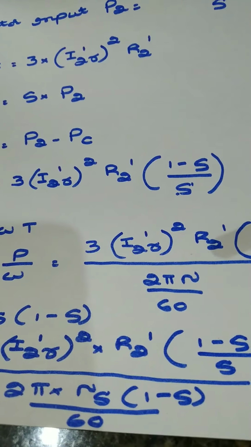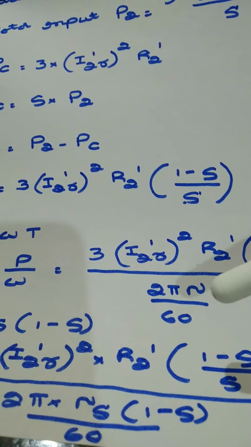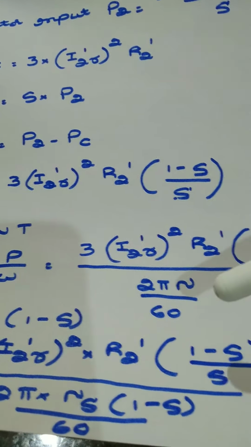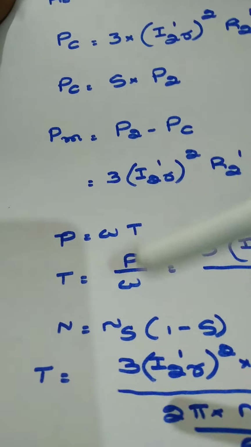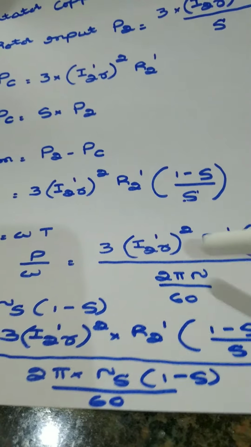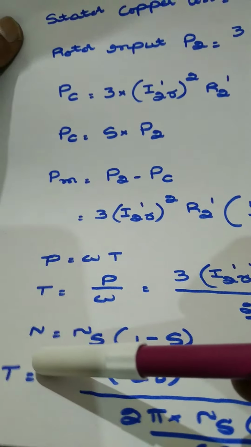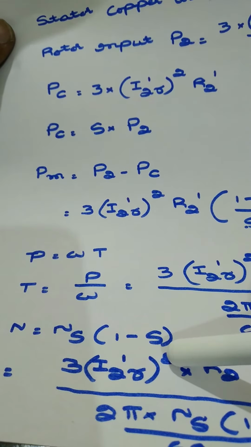Mechanical power developed is substituted. Omega is nothing but 2 pi N by 60, where N is the rotor speed. From this equation, you can easily find out the torque developed inside the induction motor. You know that the rotor speed N is nothing but Ns into (1 minus S).